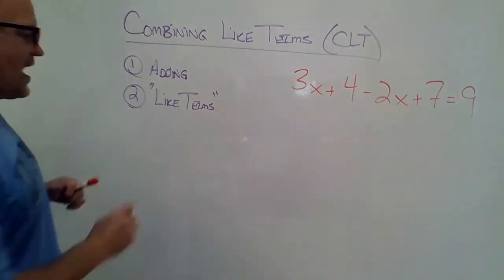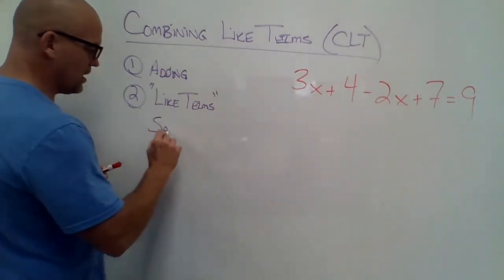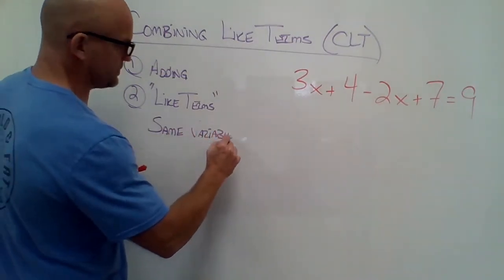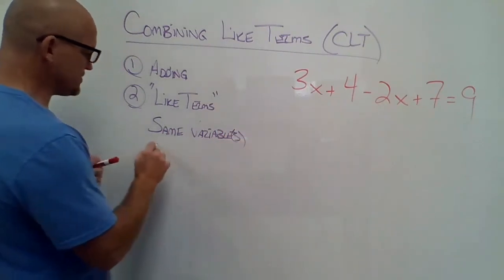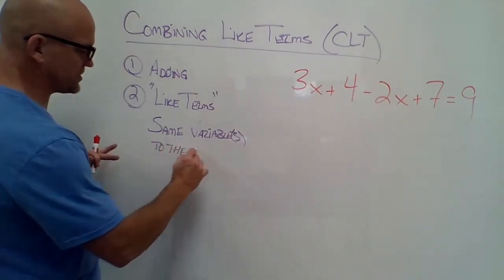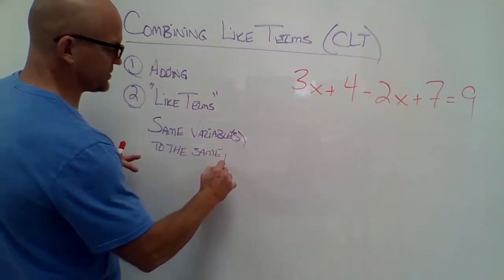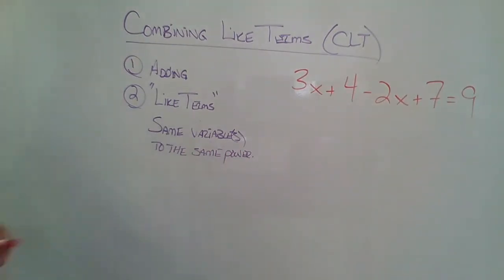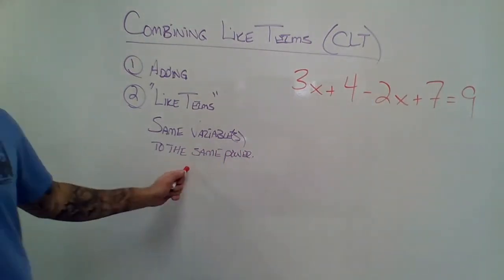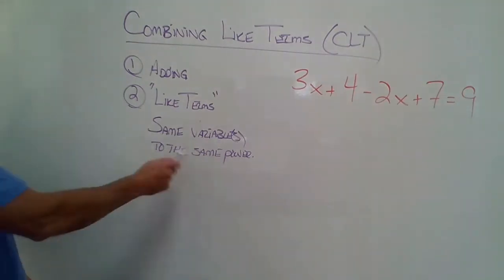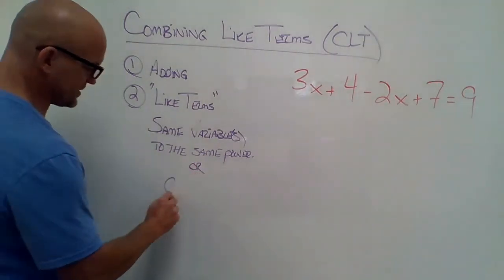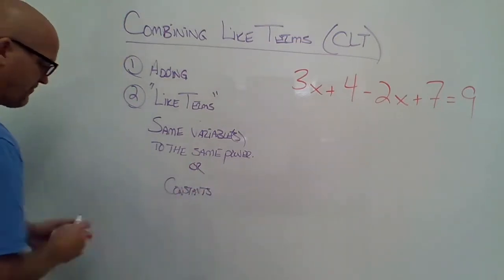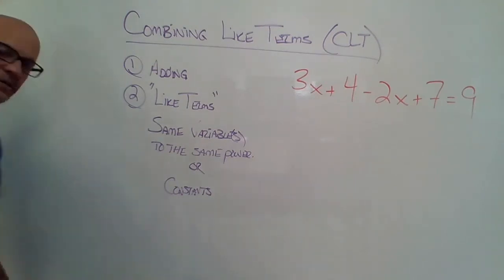Like terms have to have the following. They have to have the same variable or variables to the same power. Now, I only say that just because it's true. We don't have any exponents right now, so you don't have to worry about that. But I did want to mention that because at some point in your algebraic career, they will have some variables. This year, same variables, same power, or constants. And we know what constants are. They're the guys without any variable.